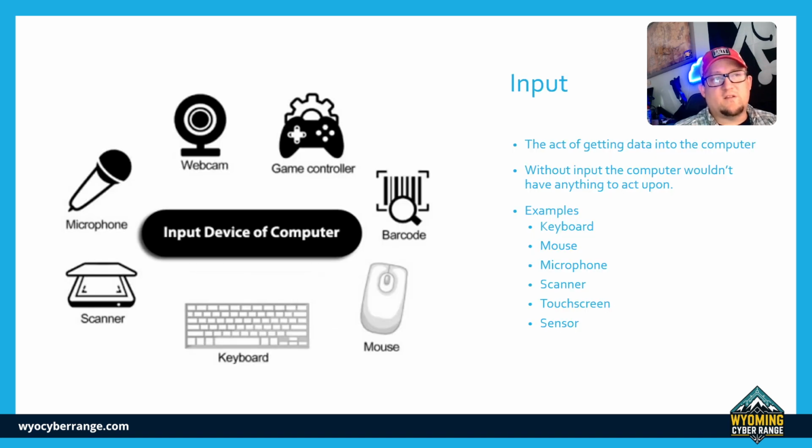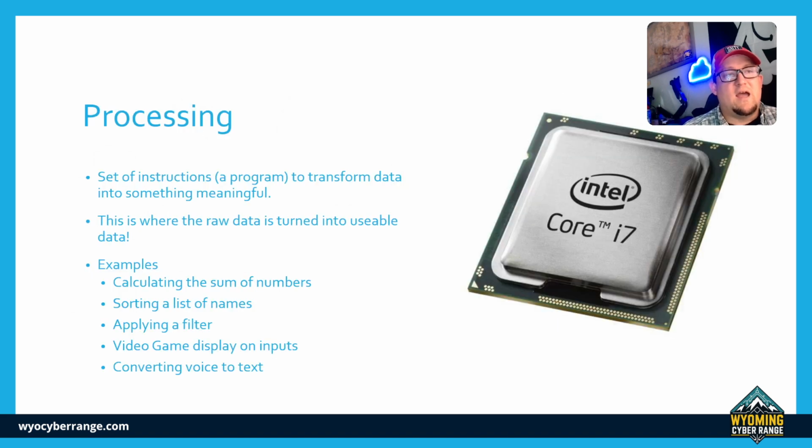So the first section I want to talk about is input of a computer. This is the act of getting data into the computer. How do we interface with the computer? A lot of times it's going to be an input device. It doesn't matter if that's a keyboard, a mouse, a microphone, a scanner, a touchscreen, or a sensor. All of these devices are considered input devices. They take data from the real world and bring it into the PC itself. And how do you do that? Well, you're going to use an input device.